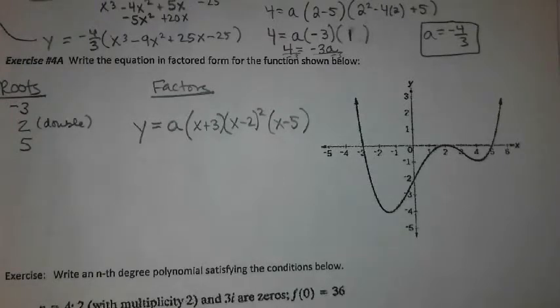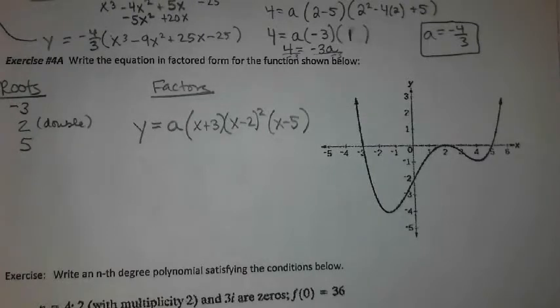What would normally come next? Because you always have to find a, so what would come next? What would we do? Plug in a point. Did they give you a point? Not on a silver platter, but they've definitely given you enough, right?